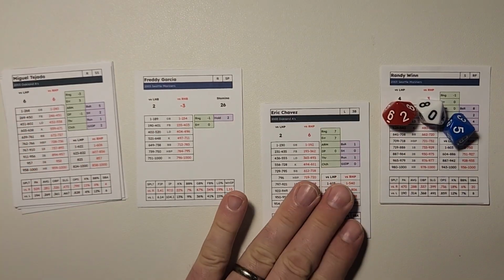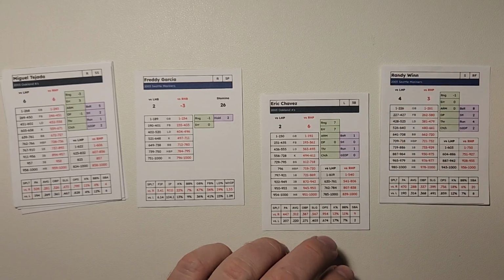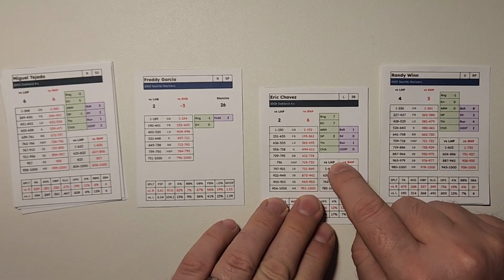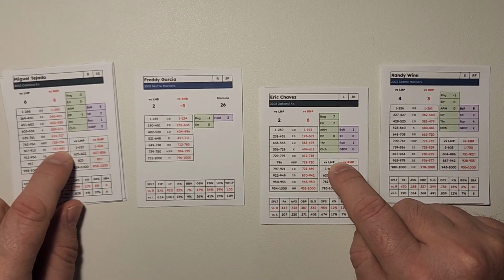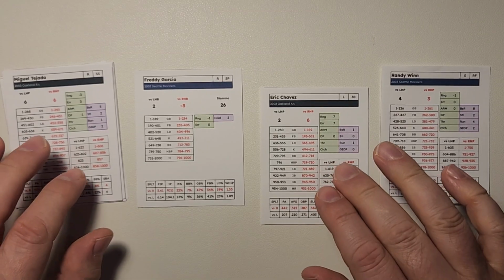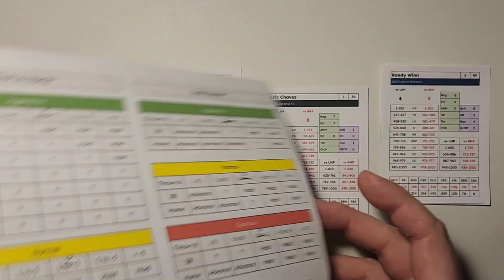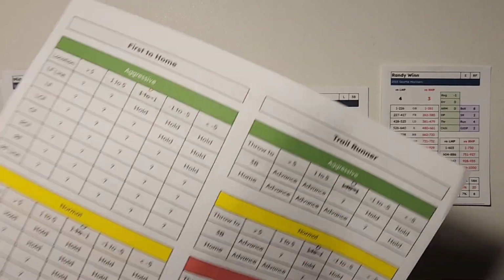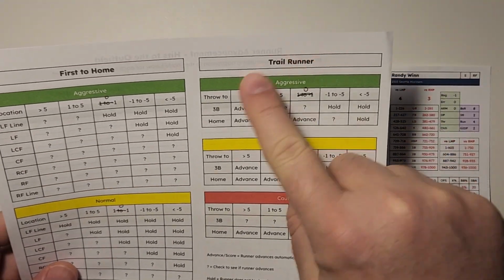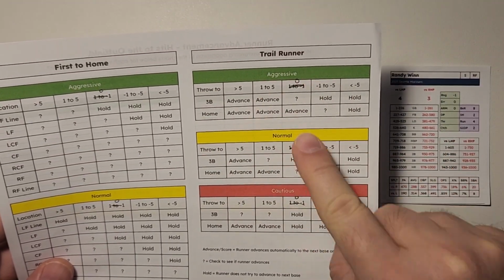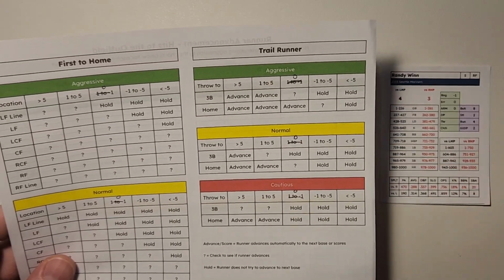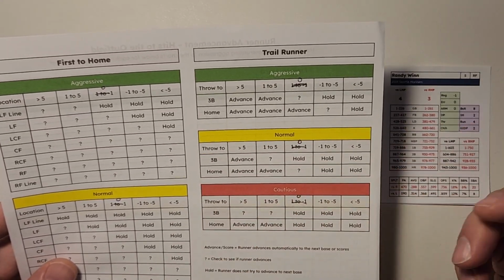Now we need to think about our trail runners. Our trail runners are the guy who's on base, on first base, and Tejada, who hit the ball. So we have two guys to figure out. For trail runners, I like to print this front and back with the runner advancement. But if you don't want to print front and back, you can just print 2 sheets. It's 2 pages in the file.